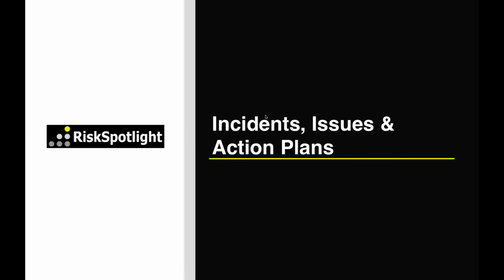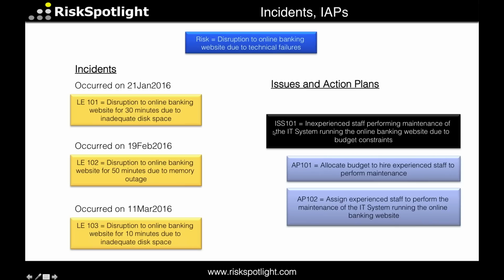So once we have done that analysis and we know what risks are important and what we need to escalate, then you need to monitor what's happening with that risk on an ongoing basis. So there are various ways in which you can monitor the risk. The two we are going to look at in this section are incidents and issues, and action plans.